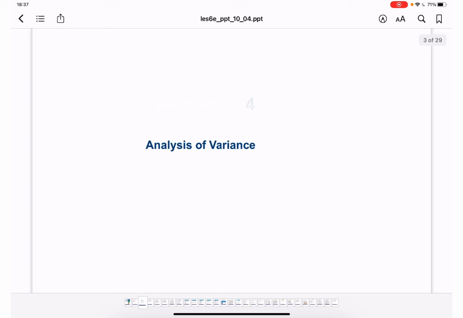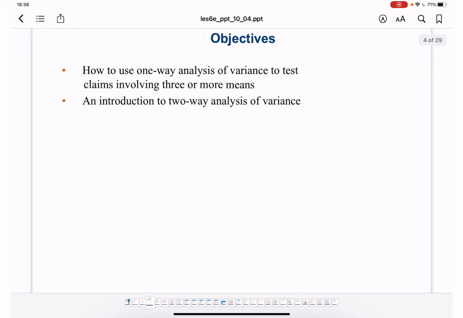Analysis of variance. In this video we're going to analyze the variance. We are going to use the one-way analysis of variance, the one-way ANOVA technique, to test claims that involve three or more means. Pay attention, I don't say three or more samples, three or more means. You will understand in a minute, just have a little patience. Then we are going to get familiar with two-way analysis of variance.